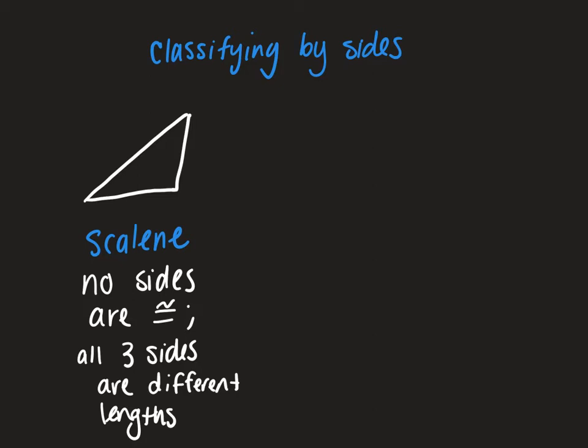All right, we also have isosceles. And that is where 2 sides are congruent.